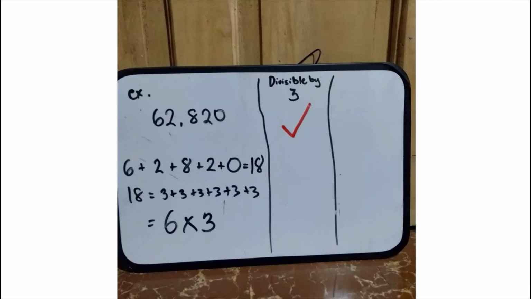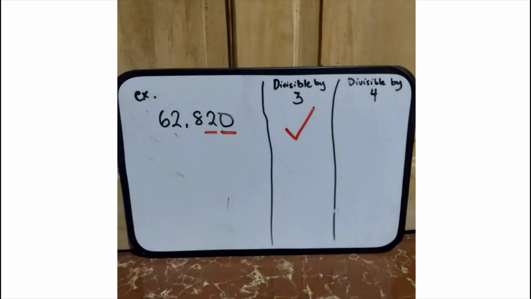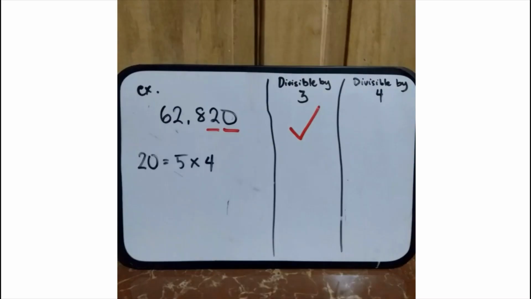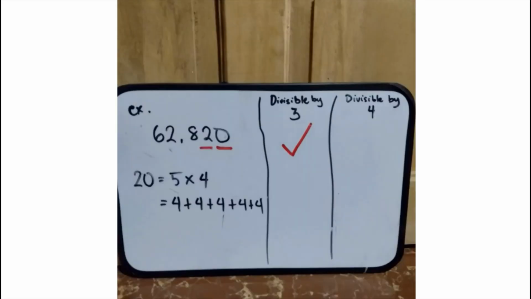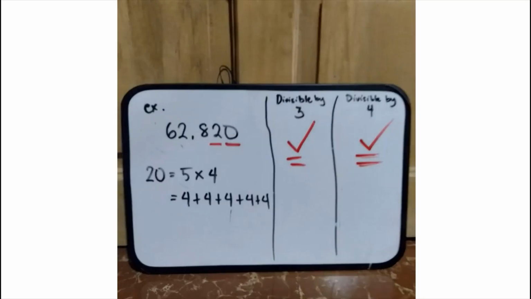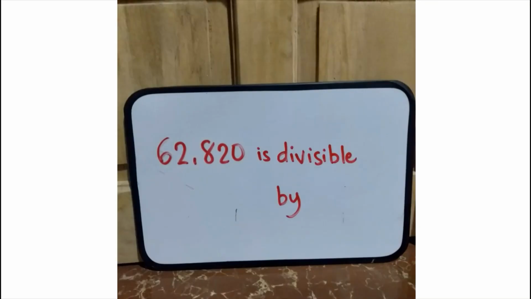Then, let's determine if the number is divisible by 4. The number formed by the tens and ones digit is 20. 20 is a multiple of 4, which is 5 times 4 or 5 fours. Therefore, the number 62,820 is divisible by 4. Both conditions are satisfied, therefore, 62,820 is divisible by 12.